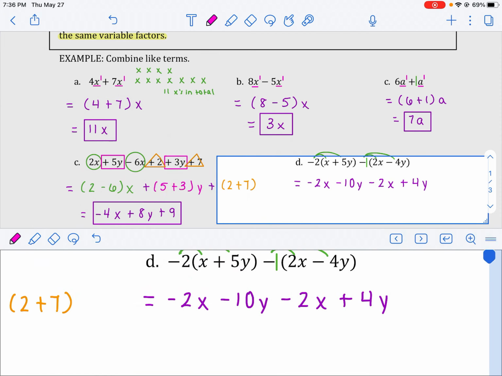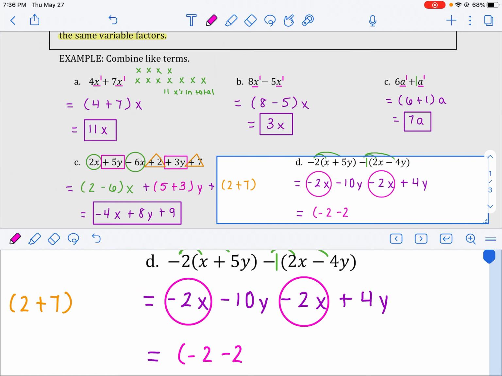Next, I'm going to group the like terms. So I'm going to put a circle around anything that has an x. Okay, that one's an oval. Maybe I'll make a circle. So I would have down below negative 2 minus 2 with an x, and then I'm going to put a box around the y's. You can use any shapes you'd like, or none at all. Maybe you can see it without.